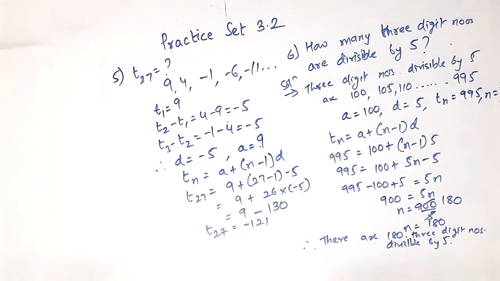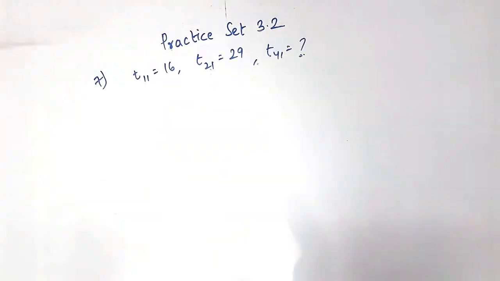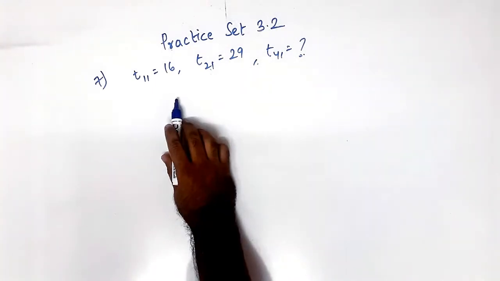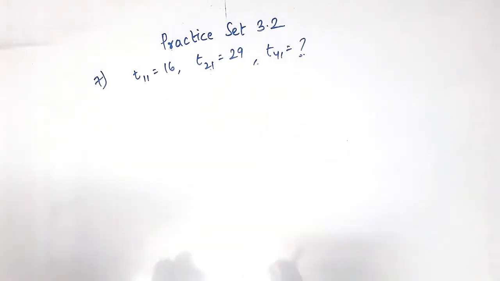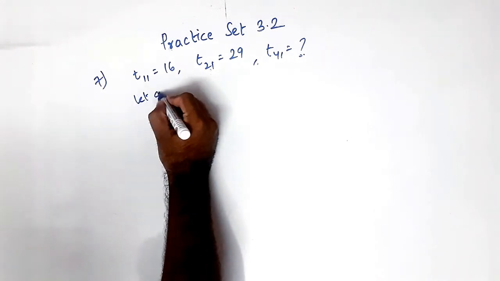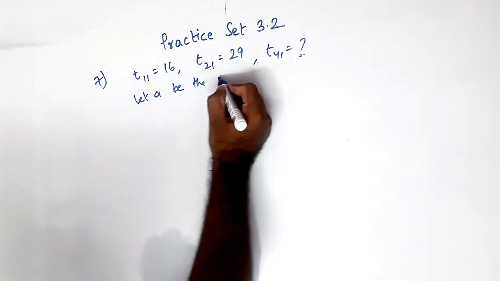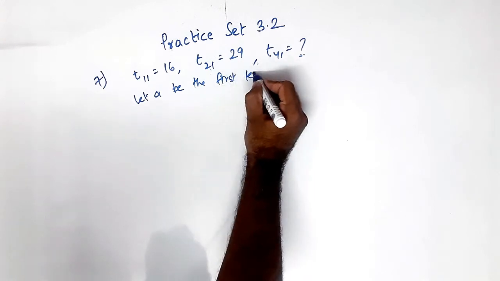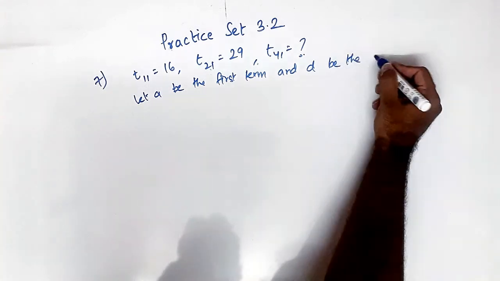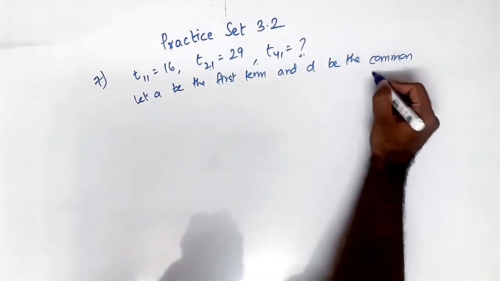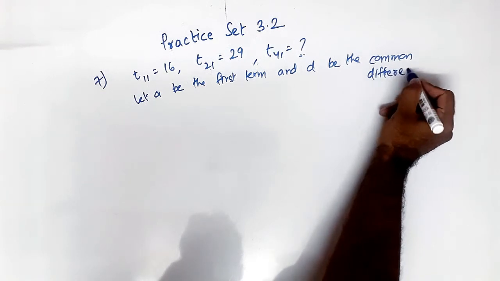So coming to sum number 7, where the 11th term is given and the 21st term is given, and they have asked us to find the 41st term. Okay, so we'll first write, let a be the first term and d be the common difference.